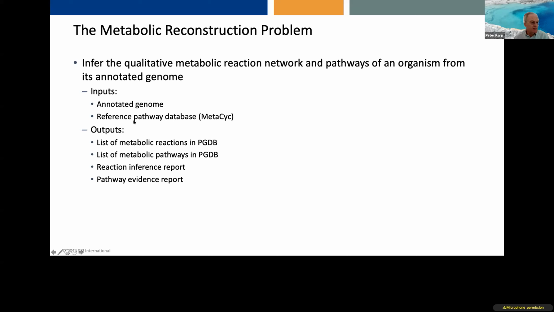The other main input is a reference pathway database. In our case, we use BioCyc as the reference pathway database, and I'll explain what BioCyc is in a few minutes. The outputs of this process are a list of the predicted metabolic reactions and pathways for the organism, and those are created in the new pathway genome database for the organism, as well as reports in the form of HTML files that list the inferred reactions and list the inferred pathways and the evidence for those pathways.